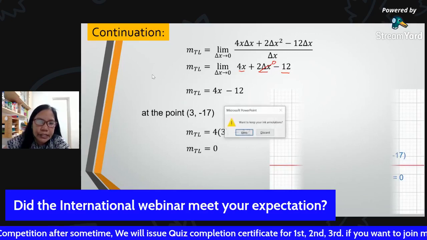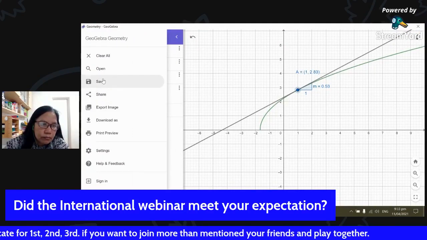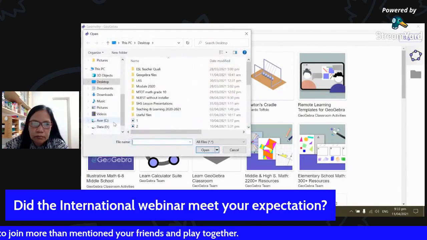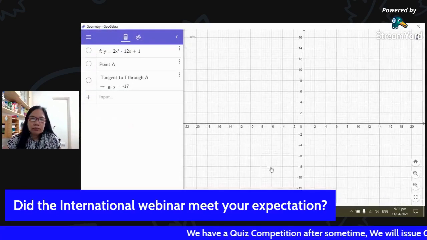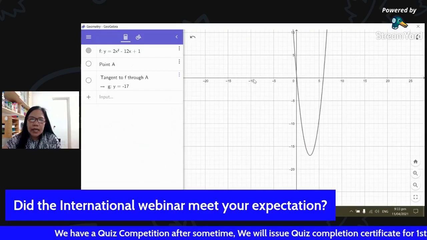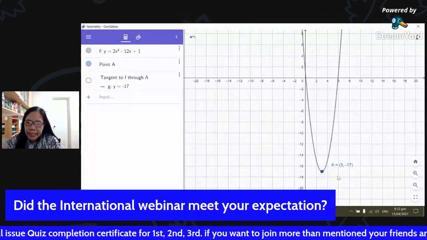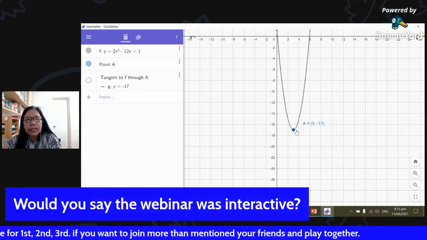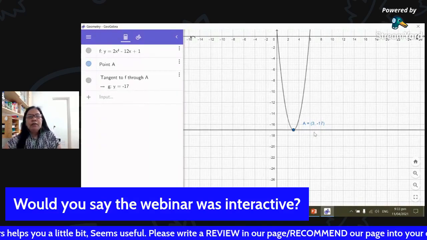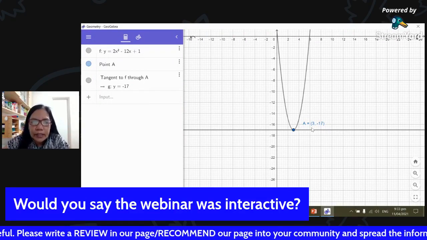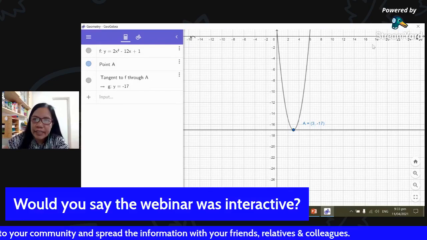So again, let us check. So let's have 2x squared minus 12x plus 1. This is our function. And we have point 3, negative 17. As you can see, this is the point 3, negative 17. And if we draw the tangent line at this point, we have the horizontal line. And again, the slope of this line is 0. And the equation of this line is y equals negative 17.